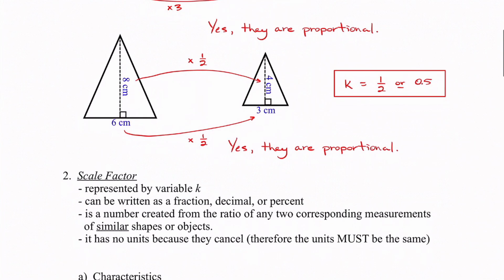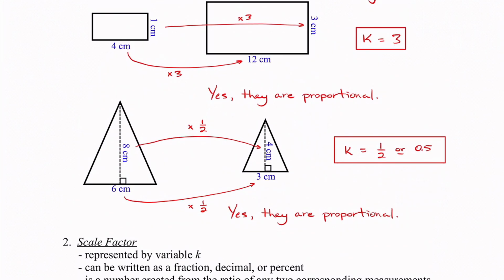And then our last point, it says it has no units because they cancel. So in order to get units to cancel, the units must be the same. I could give you a quick example. If you had 5 centimeters over 2 centimeters, the centimeters would cancel and you just get 5 over 2, and that would be your scale factor. Just like up here with these ones, there's no units, it's just a number, it's just a factor. And depending on what that number actually is, like here we had a half and here we had a 3, that's going to determine whether it makes it smaller or bigger.